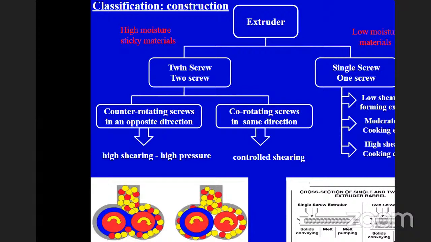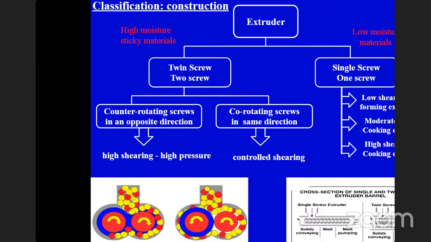Single screw extruder contains only one smooth screw present inside the barrel and is used for processing low moisture food materials. Single screw machines may be low or moderate or high shear machines depending on the friction generated and the pressure exerted within the machine. Coming to the other type of machine, which is twin screw extruder. Twin screw machines contain two screws inside the barrel, and this type of machine is used for high moisture sticky materials.